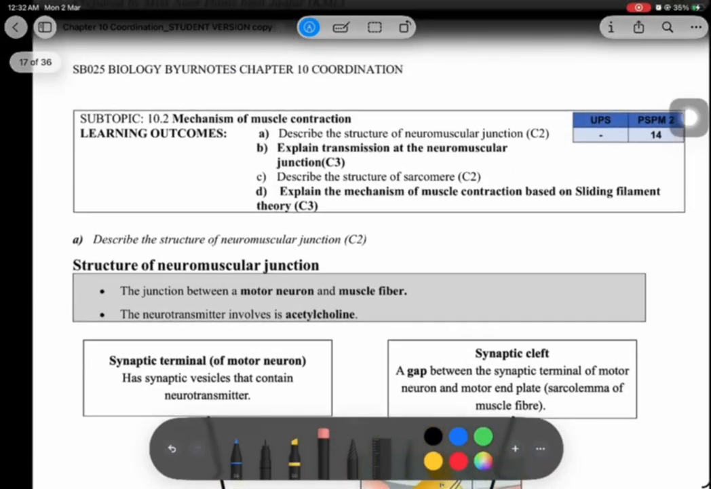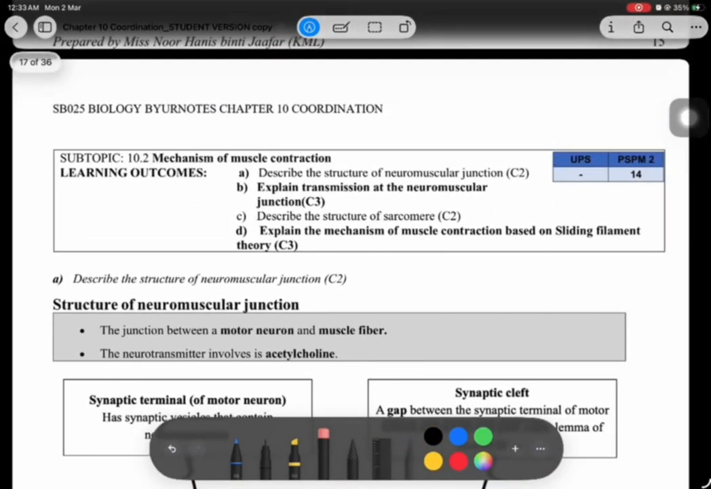Hello everyone, today our group will be talking about the mechanism of muscle contraction. First of all, we will be describing the structure of the neuromuscular junction. Secondly, we will be explaining the transmission at the neuromuscular junction. And thirdly, we will be describing the structure of the sarcomere.